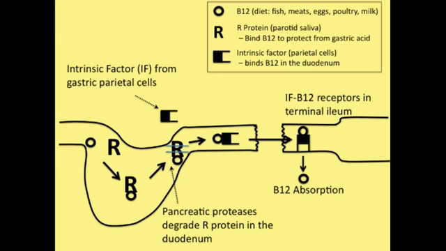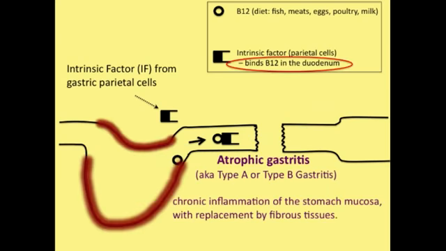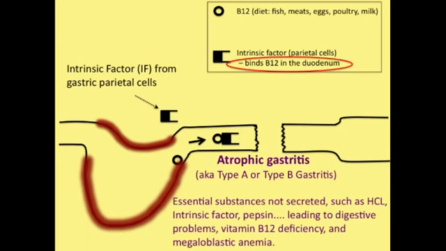And finally, we have a few more important disease mechanisms that can result in a decrease in vitamin B12 uptake. So here we have atrophic gastritis, types A and B. And remember that atrophic means that metaplasia has already begun to occur, where stomach mucosa is beginning to get replaced by fibrous tissue. And what does this lead to? Well, eventually you're going to have essential substances not being secreted, like HCl, intrinsic factor, pepsin, and so on and so forth. So this again is going to lead to digestive problems, vitamin B12 deficiency, and megaloblastic anemia.